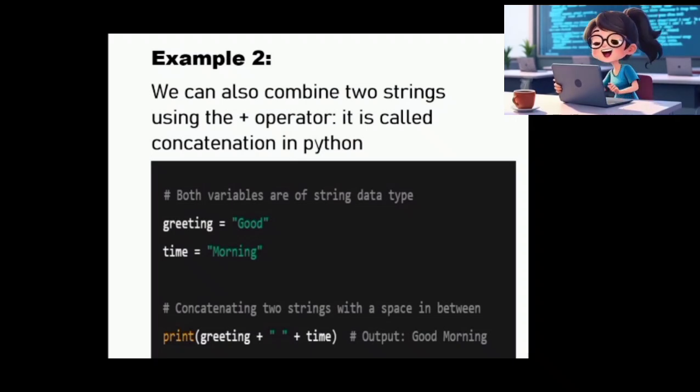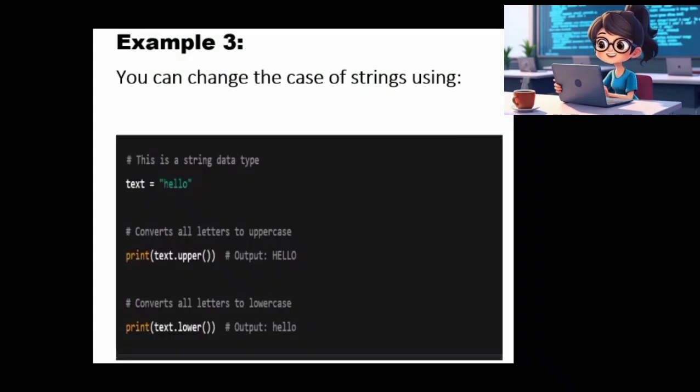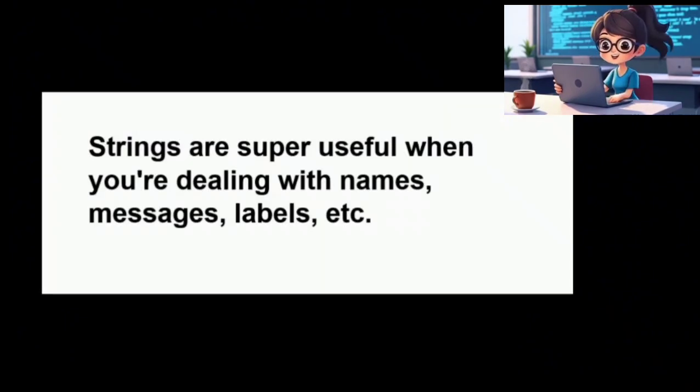Output: good morning. You can change the case of strings. Example 3: text equals hello, print text.upper(). Output: HELLO. Print text.lower(). Output: hello. Strings are super useful when you're dealing with names, messages, labels, etc.